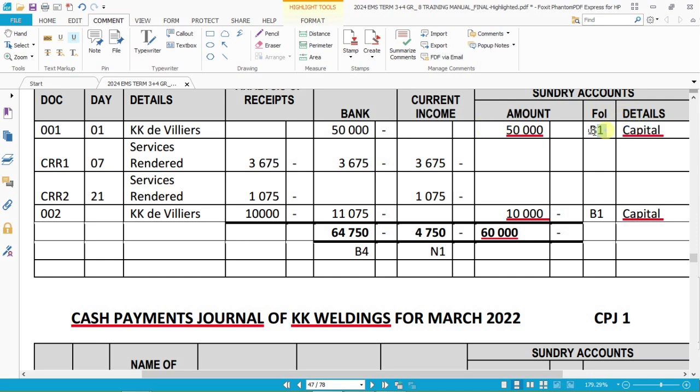Alright, so B1, this is like a reference number. Alright, this balance sheet account number 1, it's 60,000 at the end of the month. But if you noticed, this amount of 50,000 came from bank first, and then it took it to the sundry accounts. Also here I've got 10,000, which is part of this 11,075. Alright, this 11,075 includes this 1,075 Rand because of services rendered. They were done on the same day, we banked them on the same day.